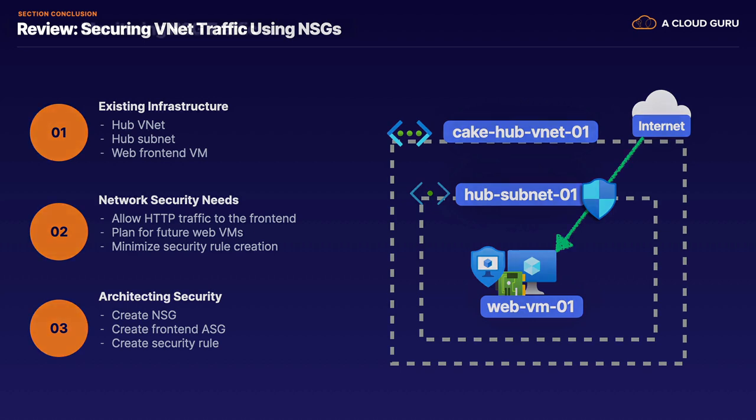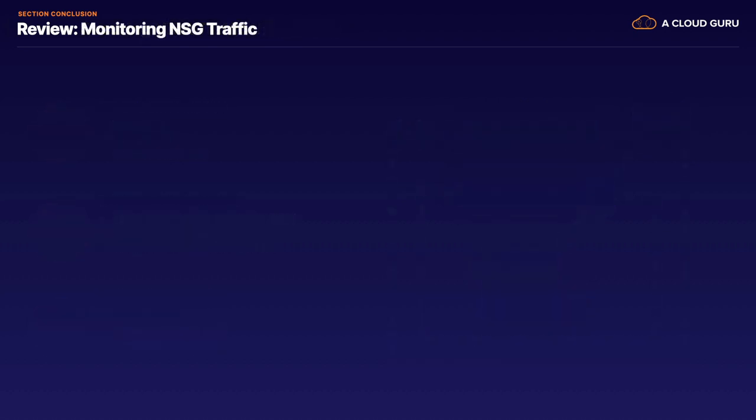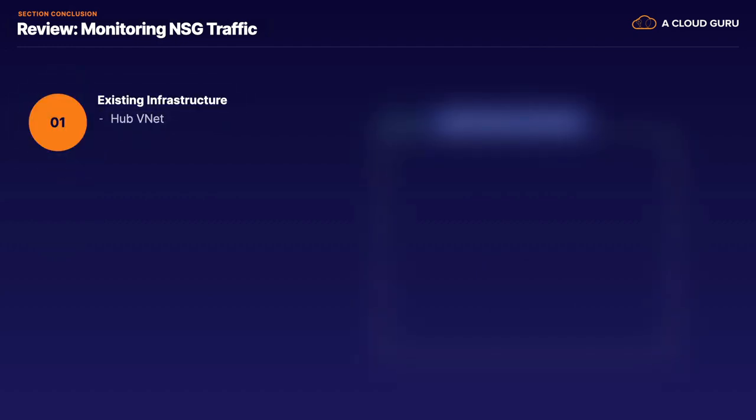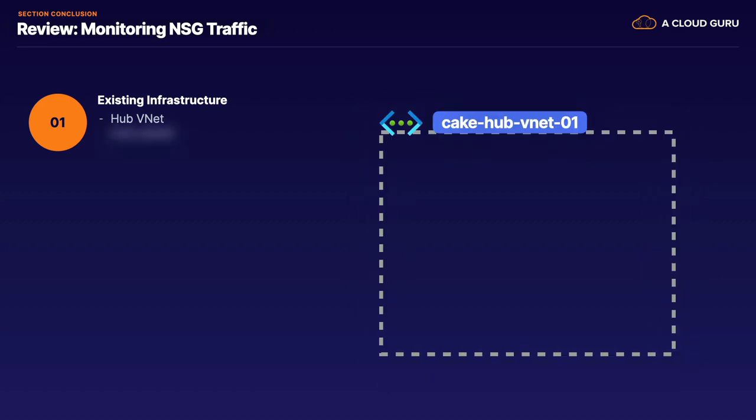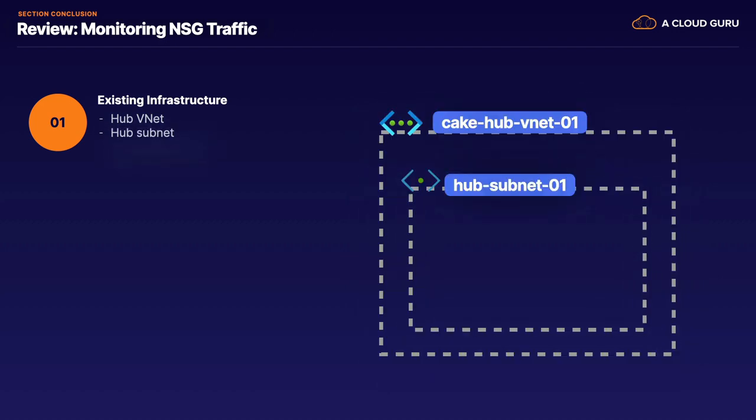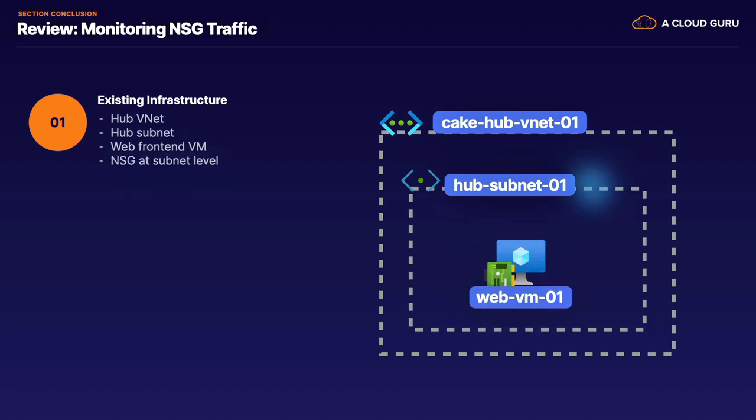Now let's move into talking about monitoring NSG traffic. So our existing infrastructure in this case is our hub VNet with a hub subnet inside of that VNet. And again, a web front-end VM inside of that hub subnet. Now we do, in this case, have the NSG at the subnet level already. Presumably, we've already got it set up with an application security group, and it's allowing HTTP traffic. And what we're focused on here is our logging needs for this traffic.